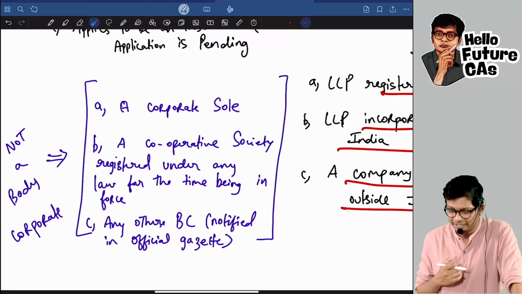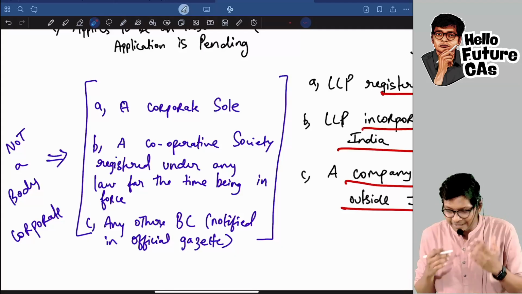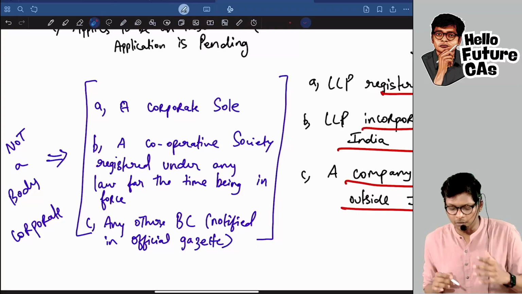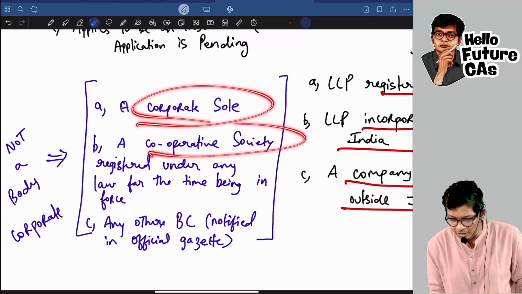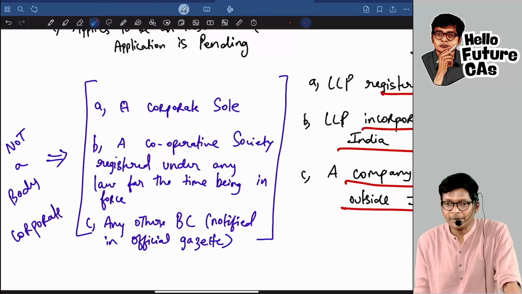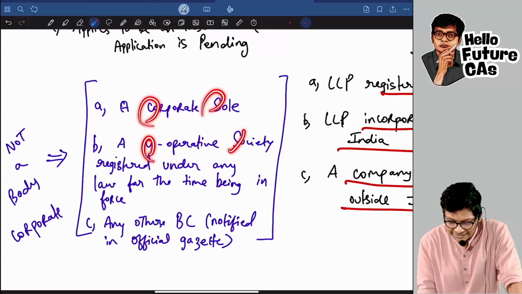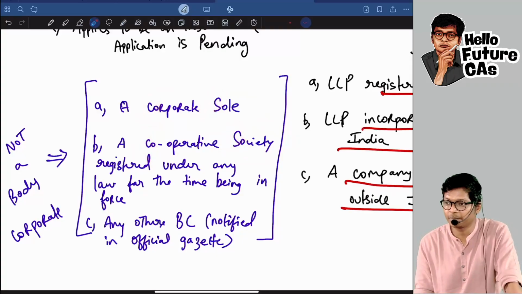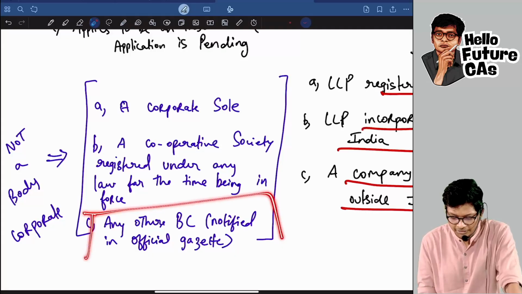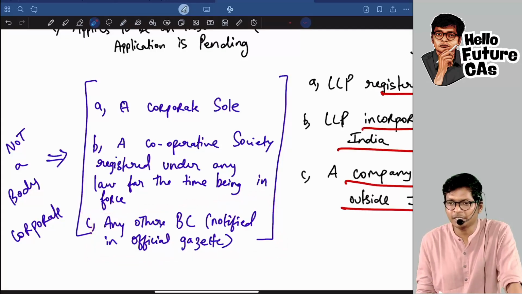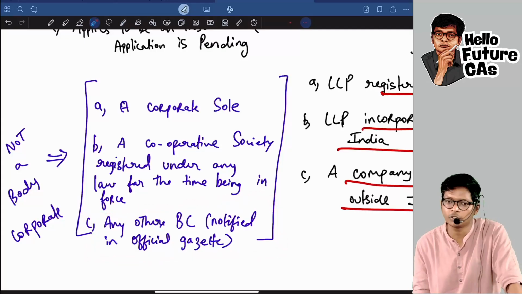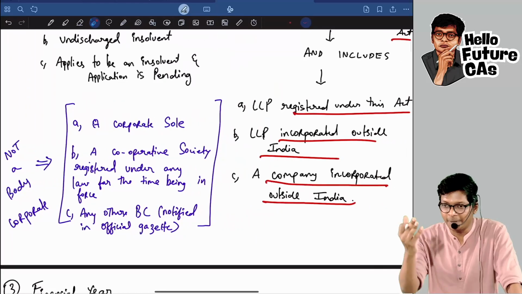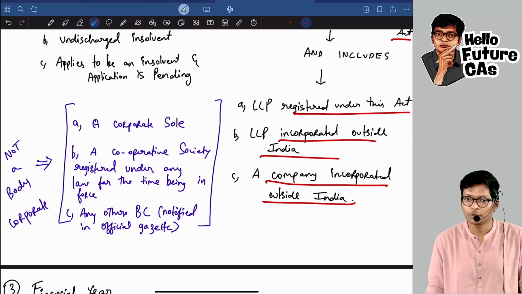Are you following, guys? So, sir, the exam is important. What is not a body corporate? Corporation sole and cooperative society. Look at this. CS, just so that you don't get confused in the exam. Double CS. Okay. Third point, not that important: any other body corporate notified by the government. Nothing is notified so far, but in an amendment it may come. Are you following? That's it.